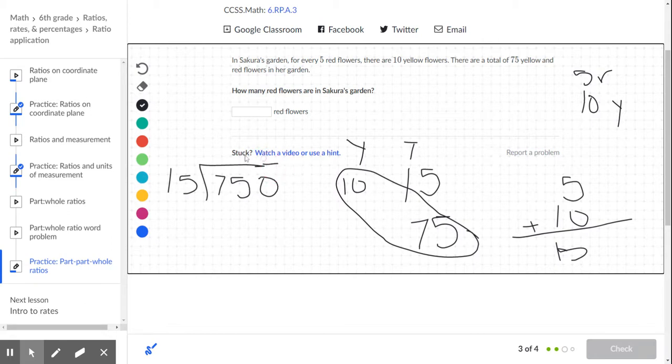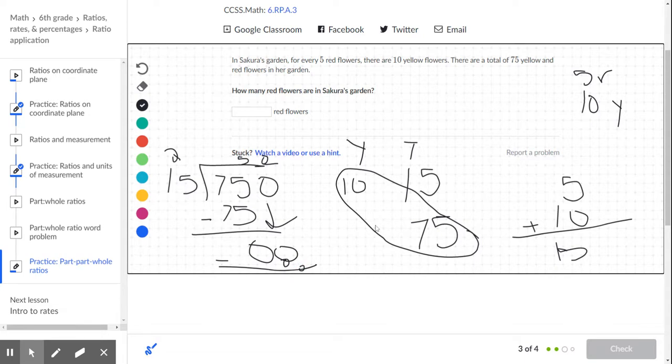15 can go into 75, maybe 5 times? Let's see. 5 times 5 is 25. I write a 5, carry a 2. 5 times 1 is 5, plus 2 is 7. 75. So I have to bring down my other zero. 15 can't go into 0, so I write a 0. 0 times 15 is 0, and 0 minus 0 is 0.